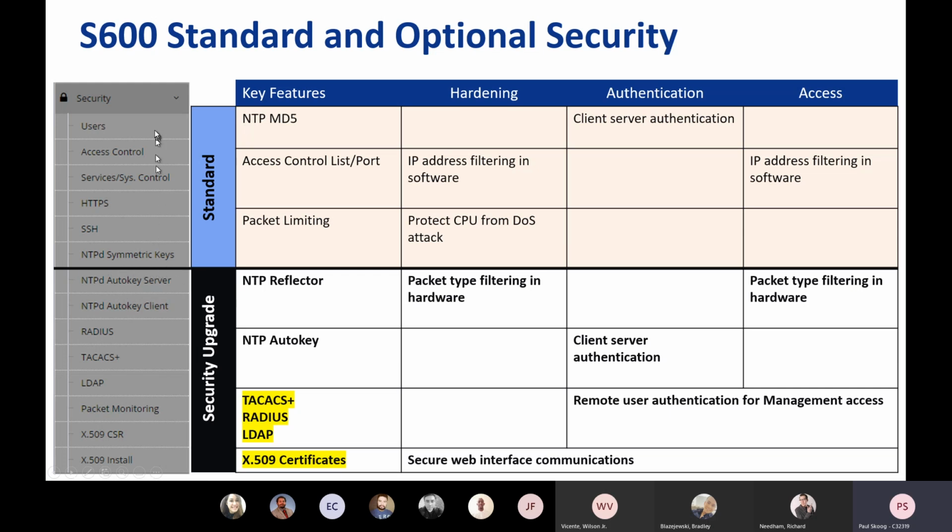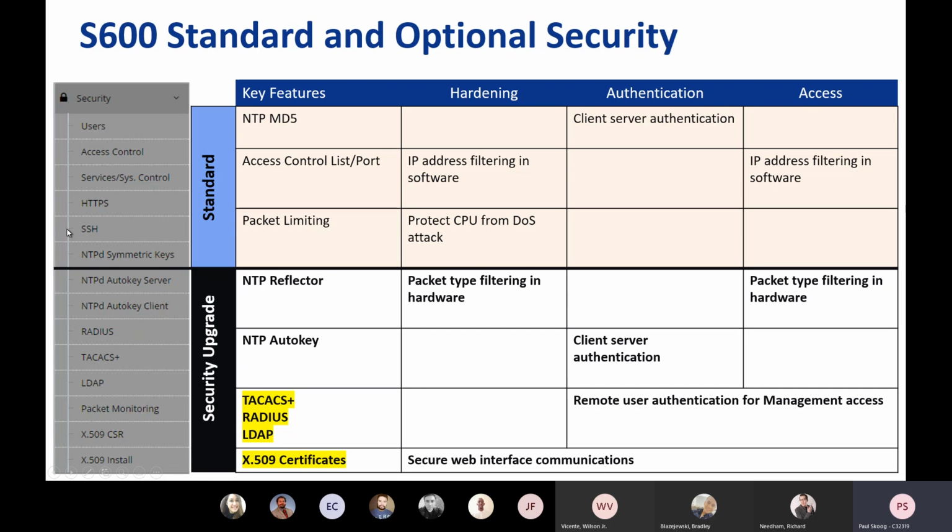So everything above the line is standard security that comes in the product. Everything below the line is what you get if you buy the security protocol option. So what do you get for free or included in the product? You get MD5 authentication, you get the access control list, which is different for each port. Nice customization there. You get the packet limiting so that you can't effectively do a denial of service attack by overrunning the CPU on the device.